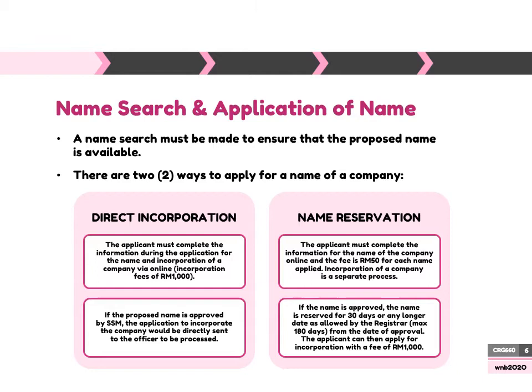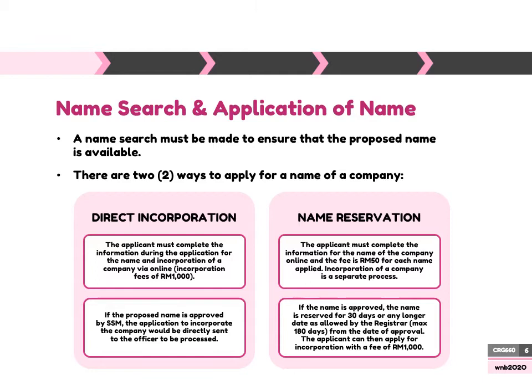So yang tu kalau kita nak buat direct incorporation. Commonly, selalunya orang tak go for direct incorporation, dia nak reserve the name first. Okay. Under name reservation, the applicant akan complete the information for the name of the company online juga. Dan dia akan bayar RM50 for each name apply. Selalunya dia akan apply like 2 ataupun 3 nama lah sebagai standby, just in case nama pertama yang kita propose tu tak lepas ataupun dah ada orang ambil kan. So untuk setiap satu nama yang kita nak propose, kena bayar RM50.